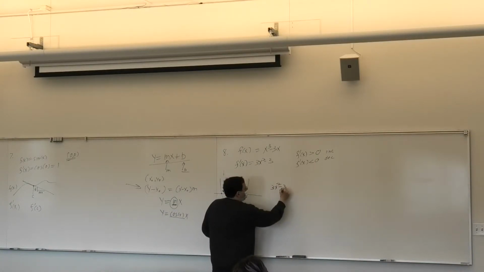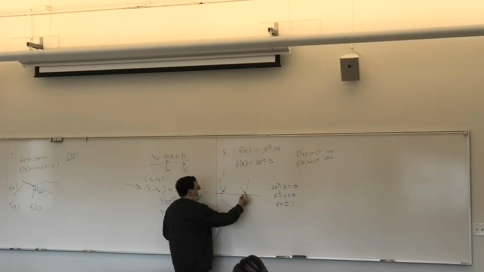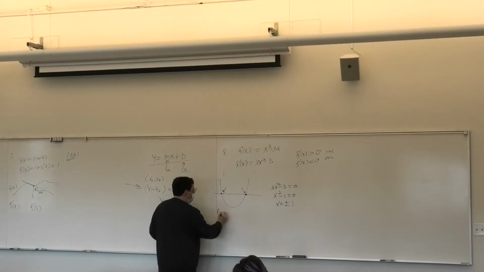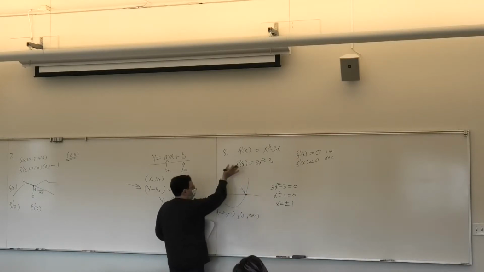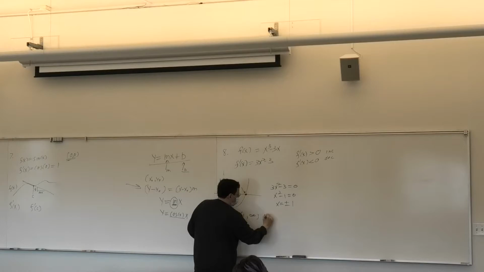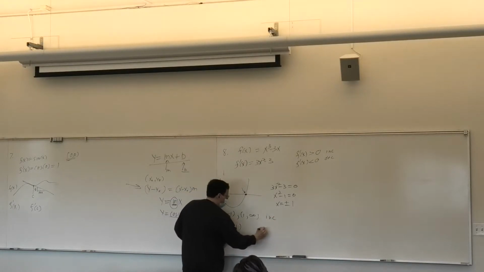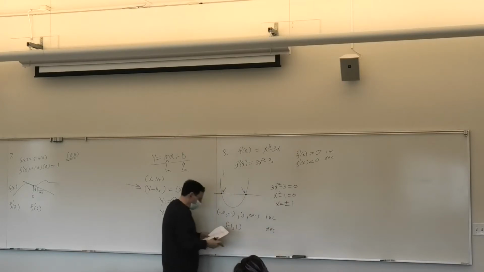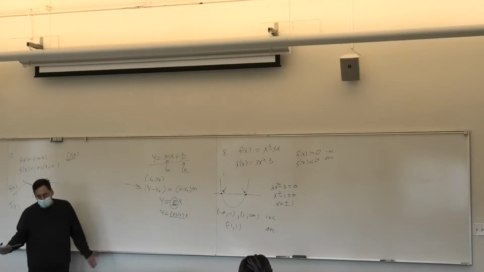x squared minus 3 equals 0. Minus 1 equals 0. x equals plus or minus 1. So you can see right away that from negative infinity to negative 1, and also from 1 to infinity, it's increasing. And between negative 1 and 1, it's decreasing. That's the first derivative test.